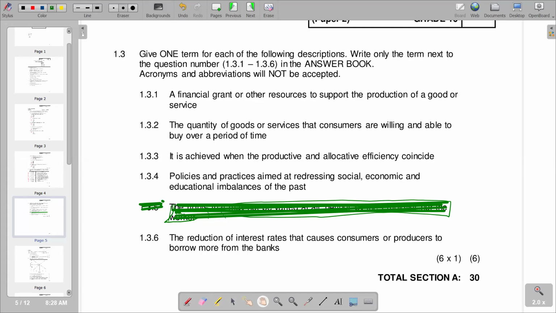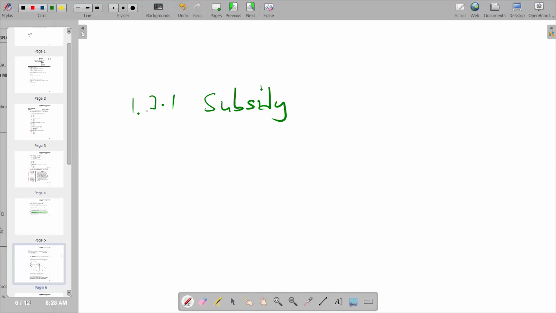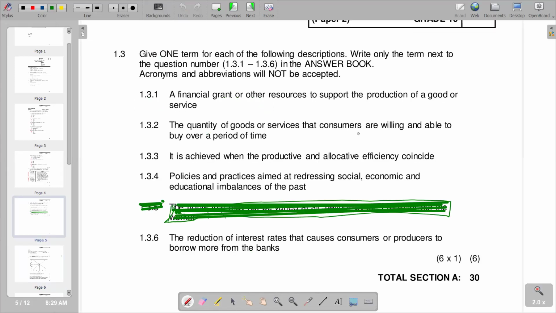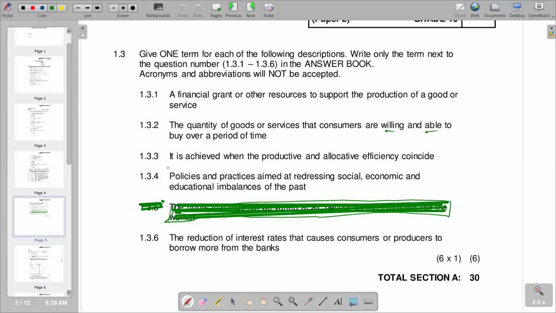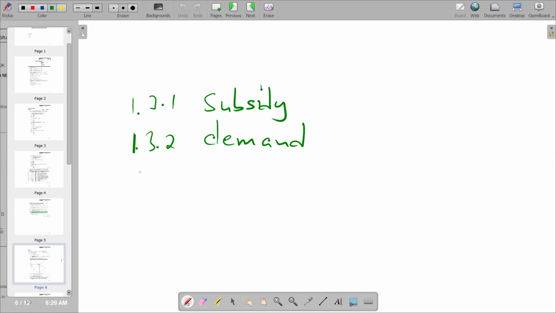So we know that this is described as a subsidy. So we can present it there as a subsidy. 1.3.1, we are saying it's a subsidy. Then we move on to the next question, which is saying the quantity of goods or services that consumers are willing and able to buy over a period of time. Willing and able, and we know that this is demand. So we present it as demand. So moving on to the next part, we say it is achieved when productive and allocative efficiency coincide. And we know this is Pareto efficiency. So we present it as Pareto.